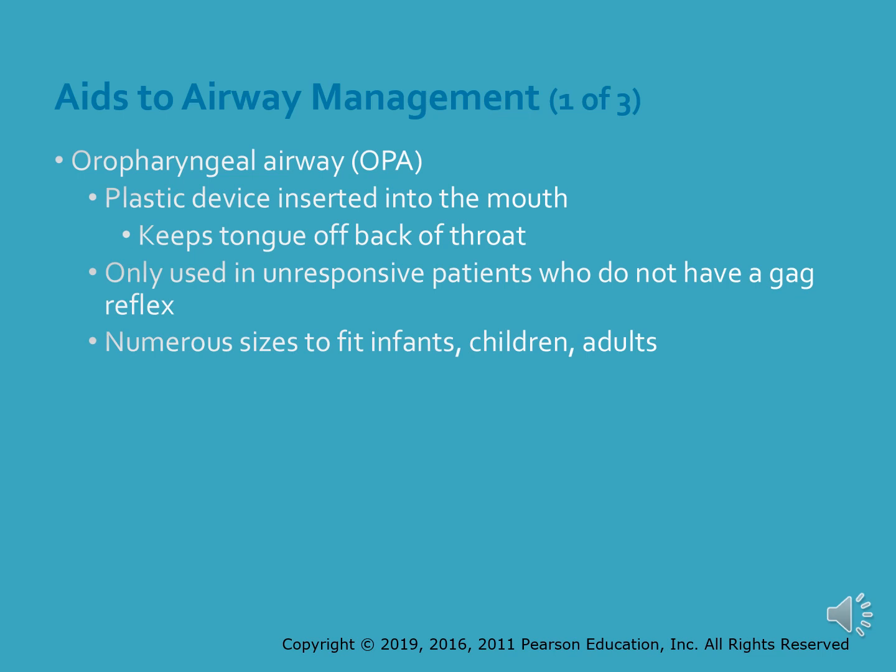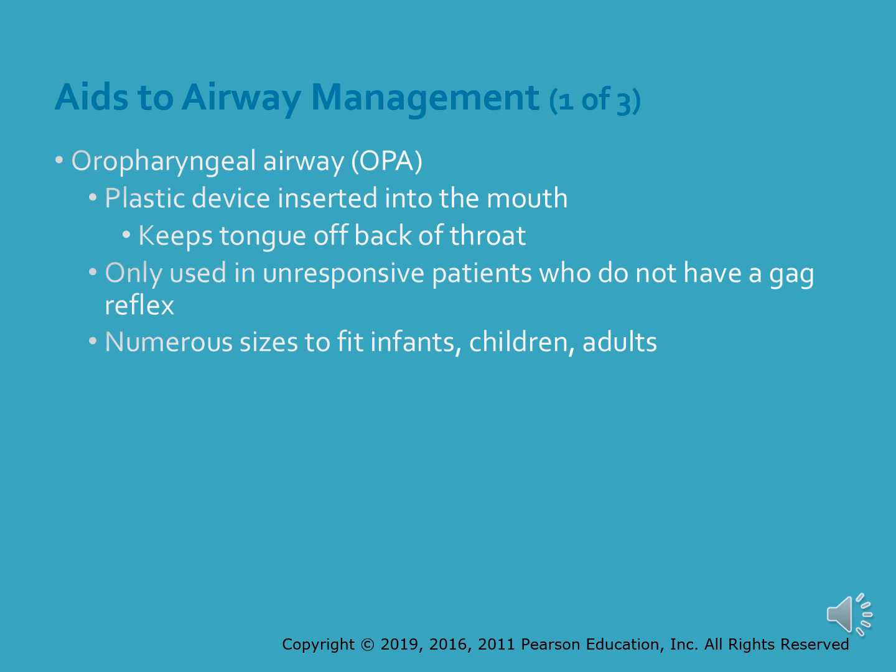Oropharyngeal airways are broken down into sections. Oro refers to the mouth. Pharyngeal refers to the throat. It's usually made of plastic, and the oropharyngeal airway, or the OPA, is a device that can be inserted into the patient's mouth. It has a flange that rests against the patient's lips. The lower portion curves back and into the throat and rests against the patient's tongue, restricting its movement and minimizing the chance that it will block the airway.